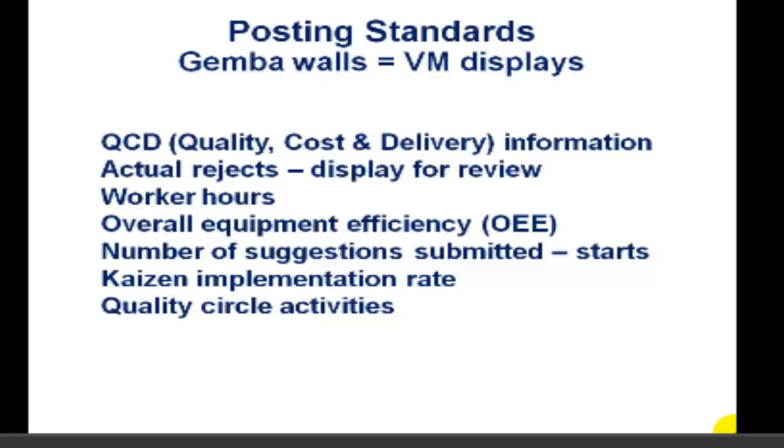A big thing here in the equipment area is overall equipment efficiency. It even has its own acronym. Basically, this one takes into consideration everything that's needed to make sure that a piece of equipment is ready for you when you need to use it. We even measure and post the number of Kaizen suggestions made. Trying to encourage people to get those ideas in, as we talked about before, in the continuous improvement area, and get those things posted on the Kaizen Wall of Fame, Kaizen implementation rate, and also the quality circle activities.